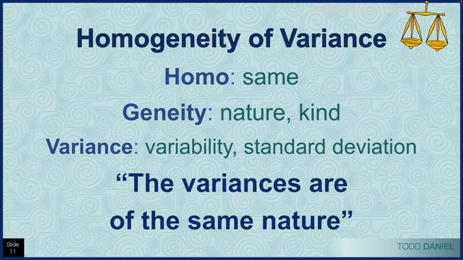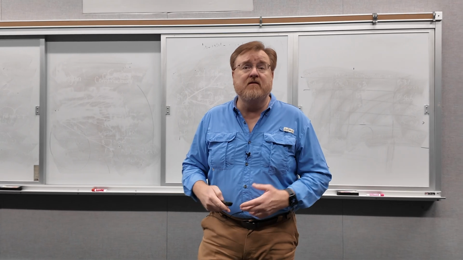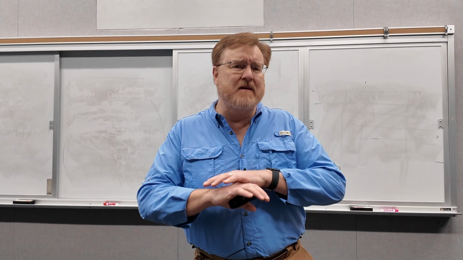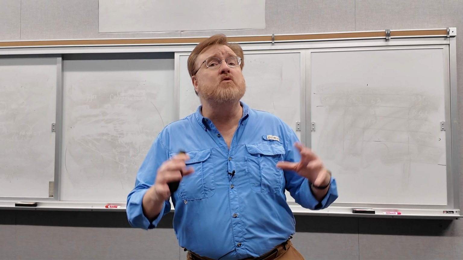Homogeneity of variance. That's quite a mouthful, so let's see if we can break down these words and understand exactly what they mean. Homo, same. Geneity, genus, genesis, nature or kind. So homogeneity, same nature or same kind of what? Variance, the variability or the standard deviation in our sample. The same kind of variability, the same nature standard deviation. We are saying that the variances in the two groups are of the same nature, or that the variances are approximately equal. They're not going to be exactly the same, but they're close enough.